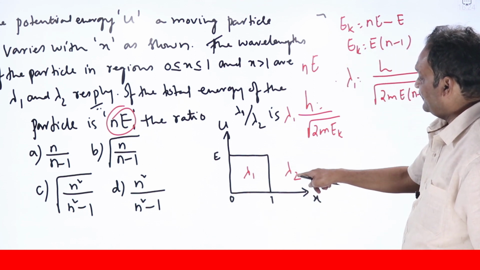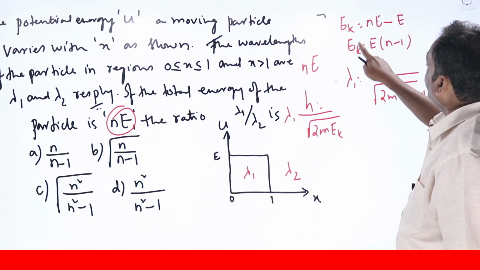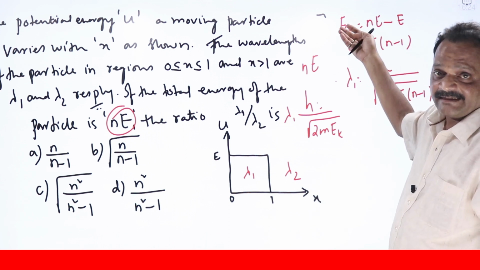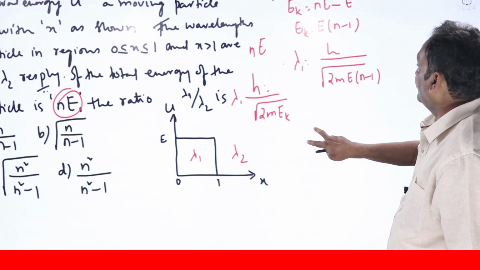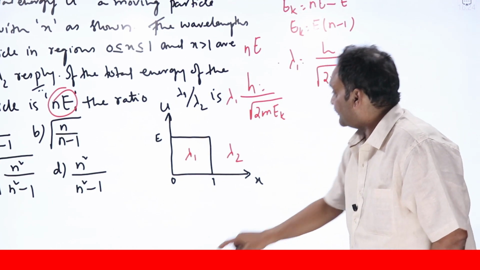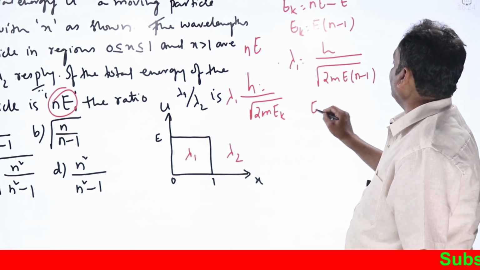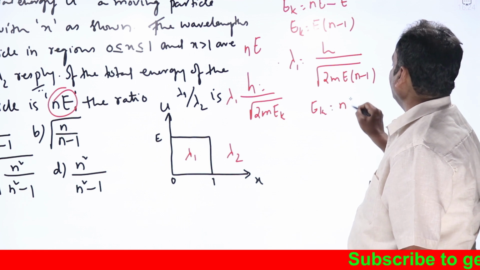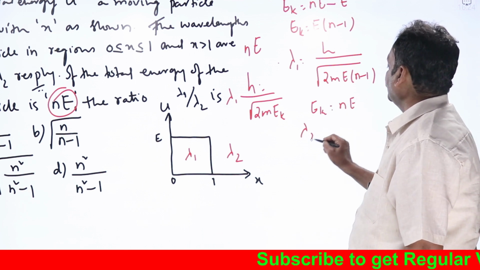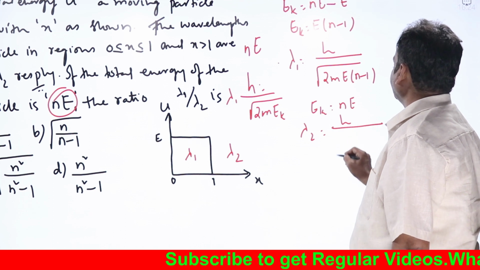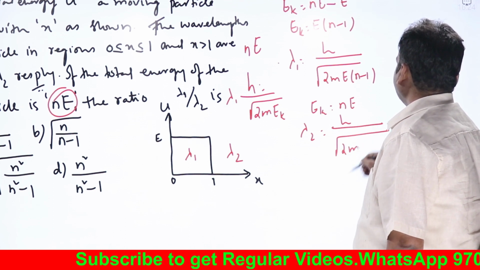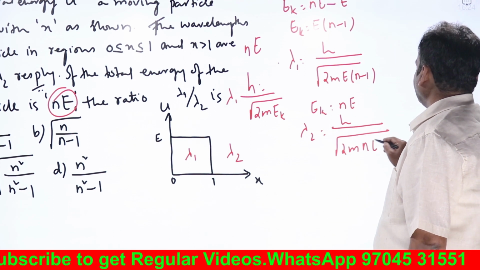In the second region, the potential energy is 0, which means the total energy is entirely kinetic in nature. So we can take the kinetic energy in region 2 directly as Ek equal to NE only. Therefore, lambda 2 equals h by under root 2m into NE.